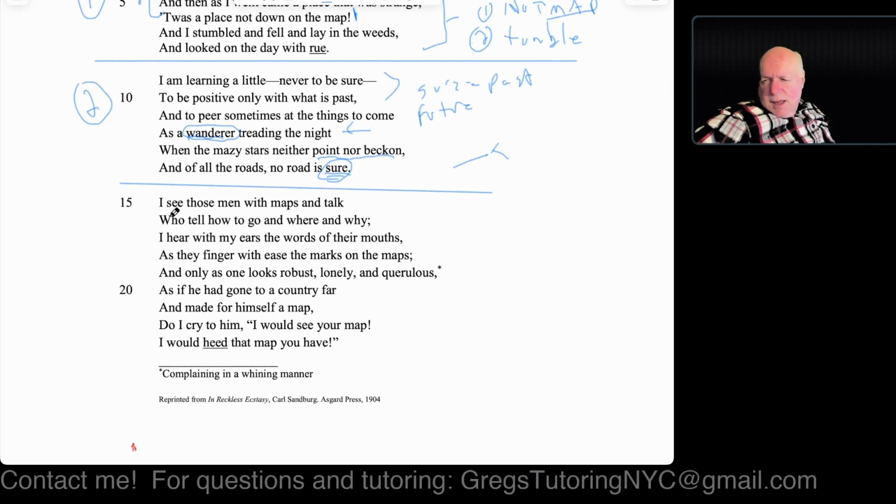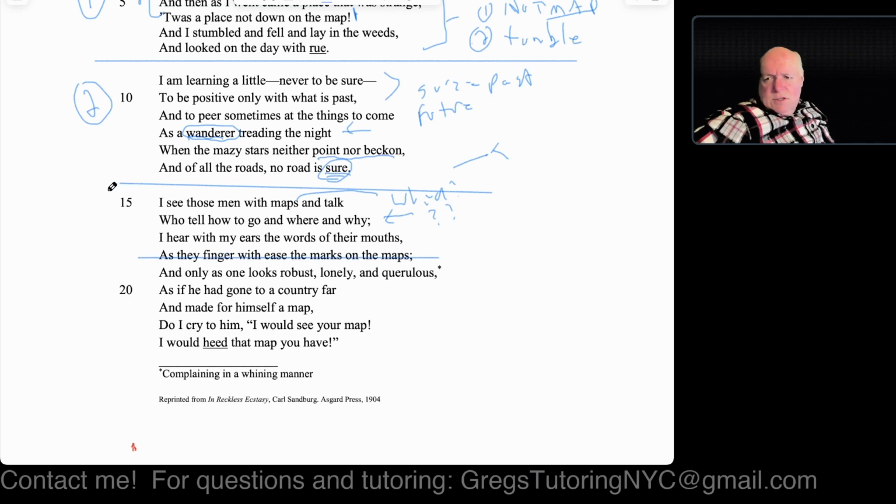So it says, "I see those men with maps." Which men with maps, right? What are they talking about? Which men with maps? Okay, and talk who? "I see the men with maps and talk who tell how to go and where and why." That's curious. "I hear with my ears the words of their mouths, as they finger with ease the marks on the maps." All right, so I'm going to kind of draw a line here.